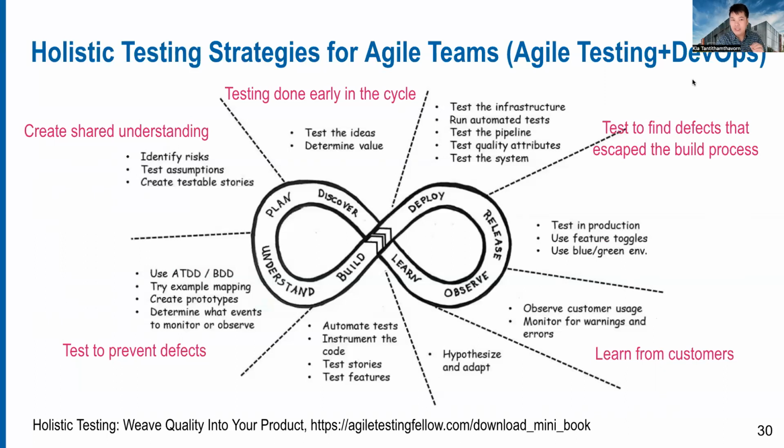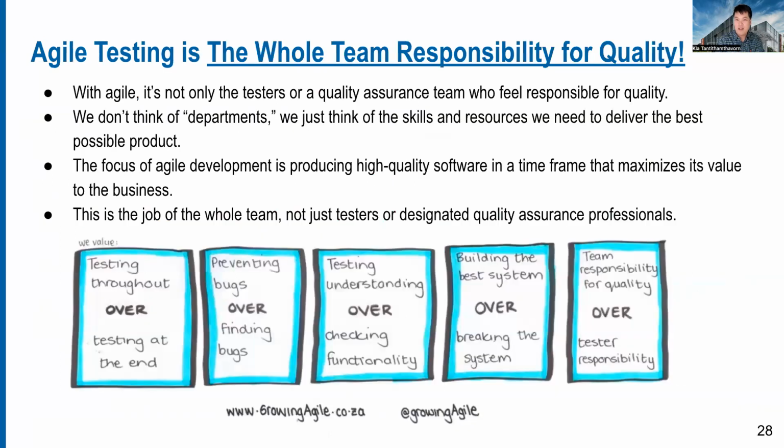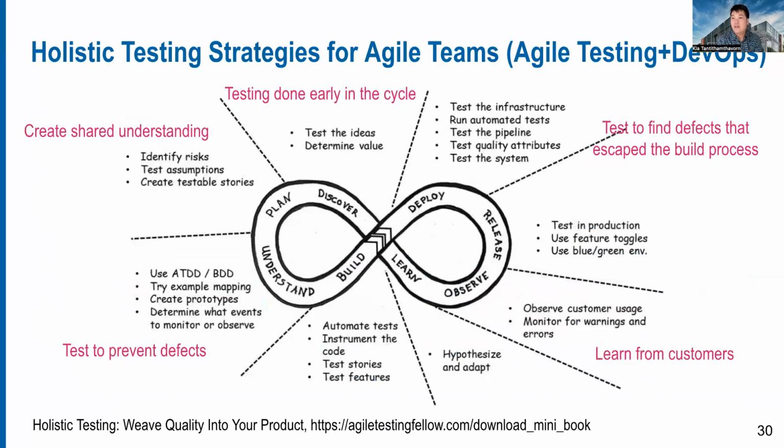So it's called holistic testing here. It is based on this reference, Agile Testing Fellow, you can download this book as well. That means instead of having the traditional DevOps cycle, right? We plan, code, build, test, release, deploy, operate, monitor. But for holistic testing, we want to apply the testing practices throughout the DevOps cycle. That means we should start from discover, plan, understand, build, deploy, release, observe, and learn, right?